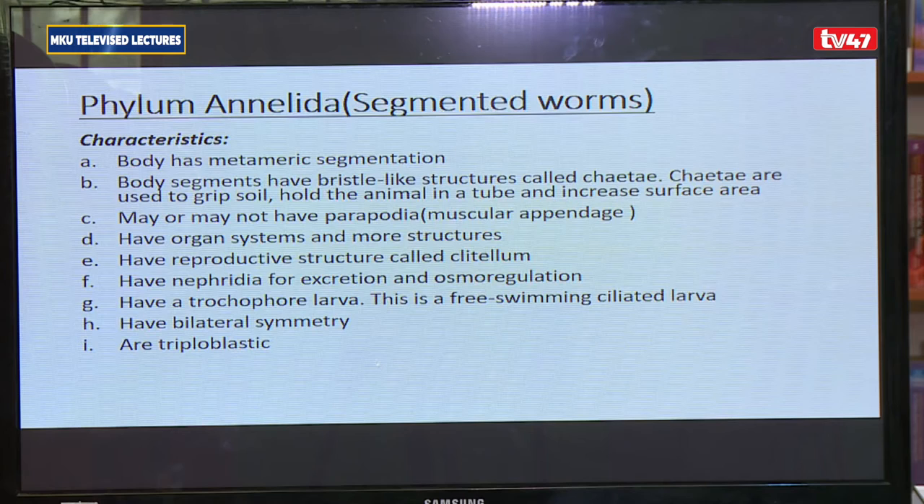They have a larva that has cilia and moves around by swimming. This larva that is ciliated and free swimming, we call a trochophore larva. Trochophore is a general term, meaning any free swimming ciliated larva, so you may find other animals also having the same. They have bilateral symmetry, and they are triploblastic, meaning they have three layers of cells in the early developmental stages.